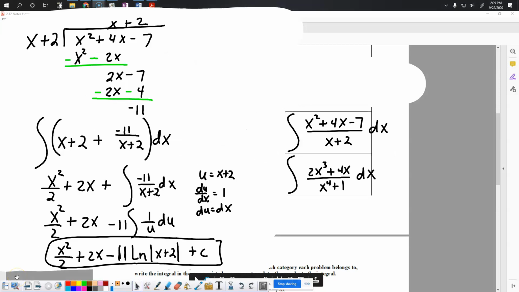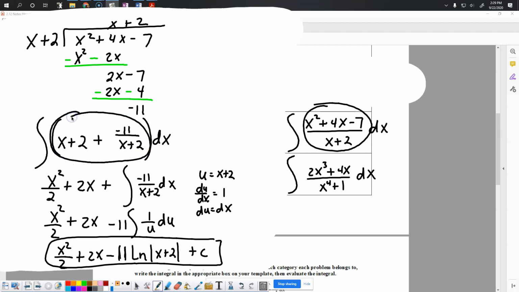Okay, so at the top, I've shown you my long division. And then whenever we rewrite the integrand, we get this because of the long division. When you integrate x, you get that. And when you integrate 2, you get 2x. And for this one, we're going to have to just do it separately.